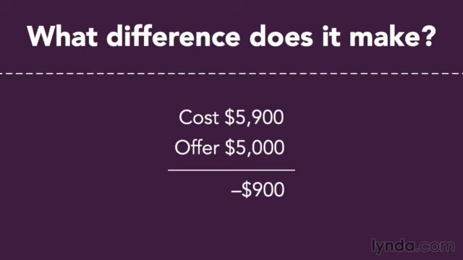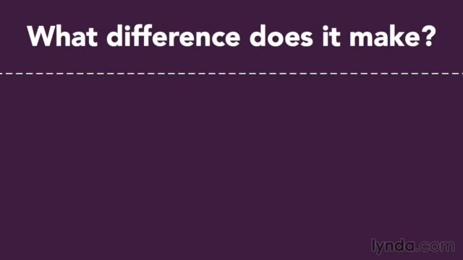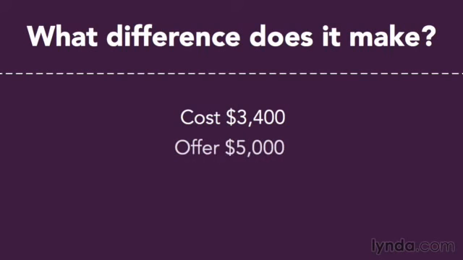Now, that would not be a nice thing to do, but hey, it's business. But what if, and listen to me closely, what if the real cost, what if the right way to assign overhead is by direct labor hours, suggesting that the real cost is $3,400? But I don't know that. I mistakenly think that I should be assigning overhead based on machine hours. So I mistakenly think that my cost is $5,900. Customer says, I'll pay you $5,000.